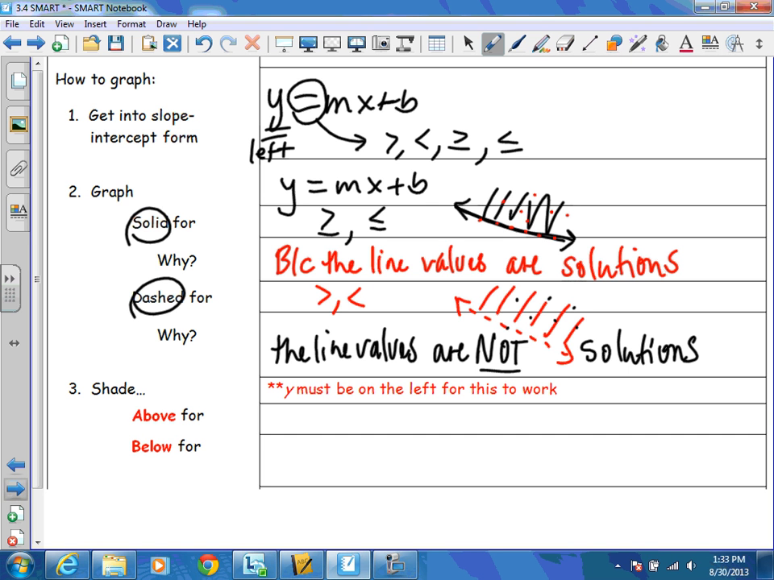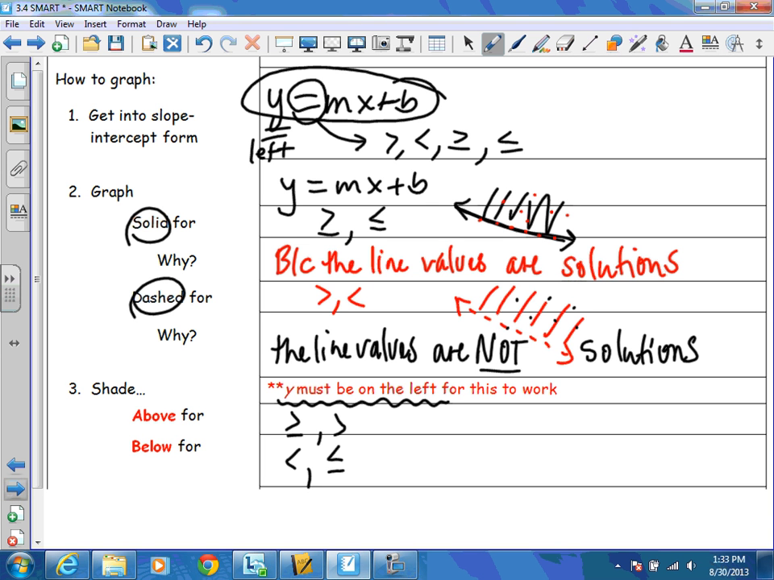So then the last thing we do is the shading. And again, y must be on the left. So if you always get it to look like that, you're good to go. Okay? So you're going to shade above for what two signs? Greater than or equal to and greater than. And you're going to shade below for less than or equal to.